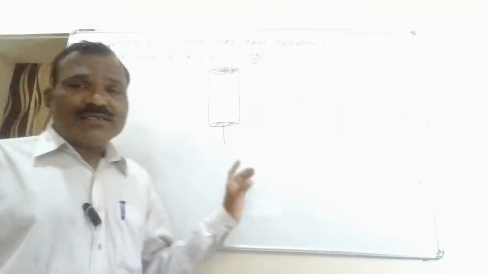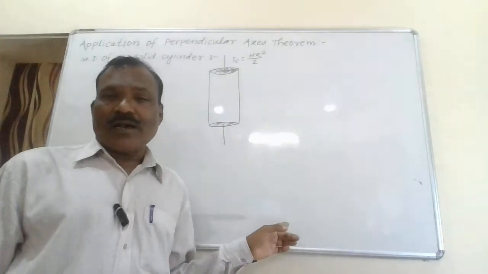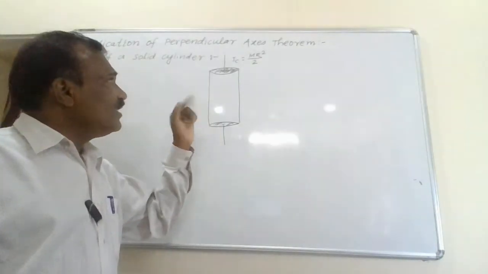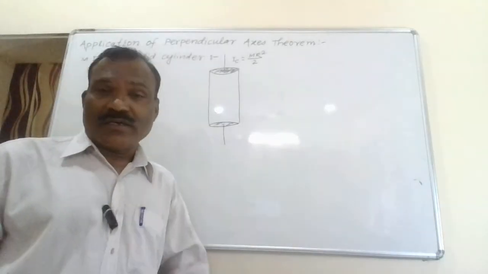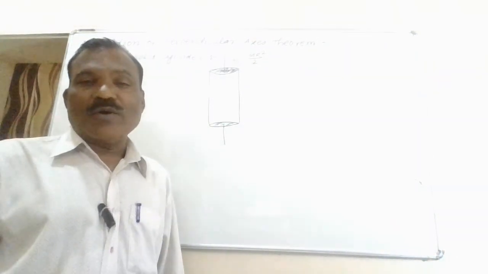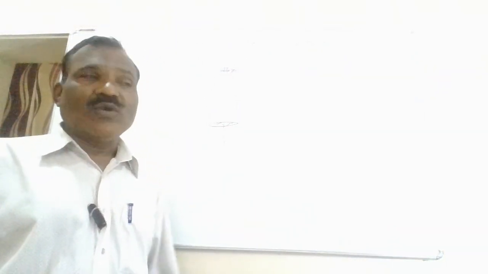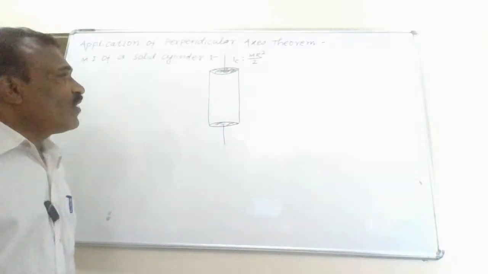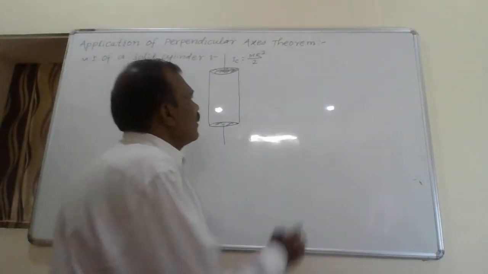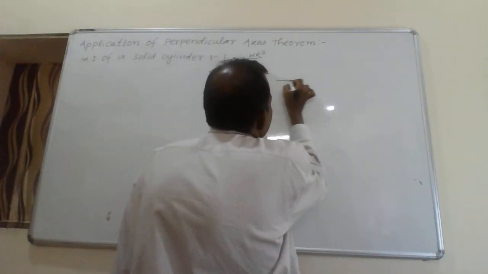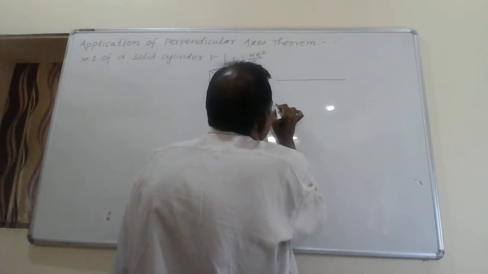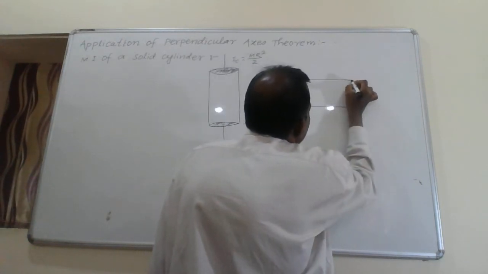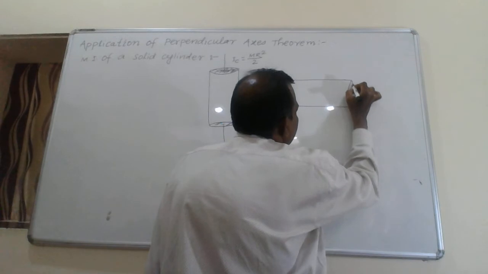Now we have to find the moment of inertia of the solid cylinder about its diameter and perpendicular to its length. For that we can consider the cylinder like this. This is our solid cylinder.